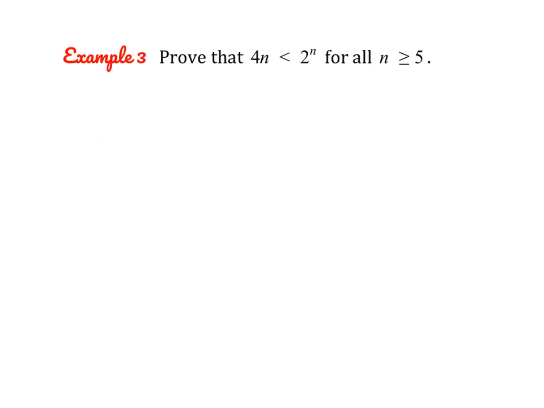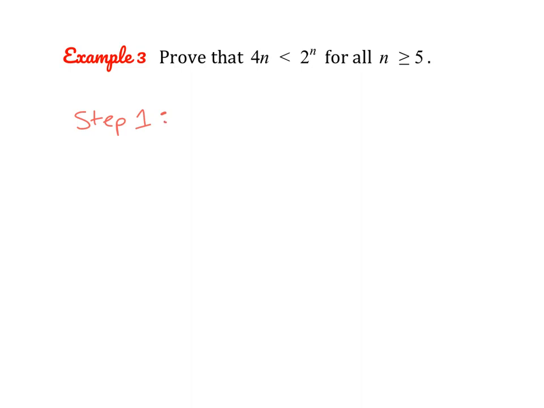Okay, so here's our last example that we're going to do together. This one's a little bit different. Here, we want to prove that 4 times n is always going to be less than 2 to the power of n for all numbers n greater than or equal to 5. So here, step 1 is to prove that this formula works for our first term, which in this case is 5, because 5 is going to be our first term there.